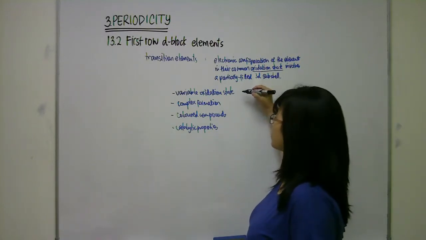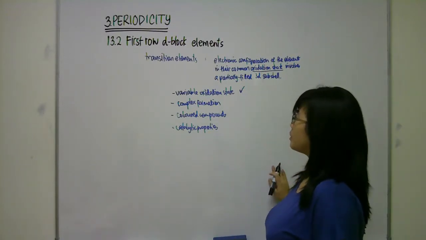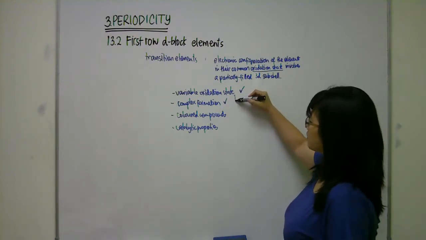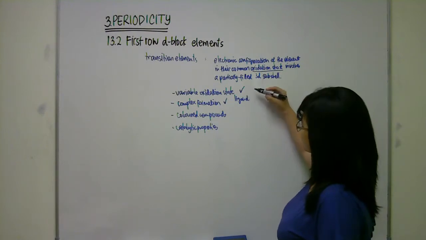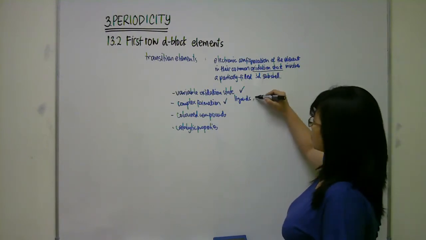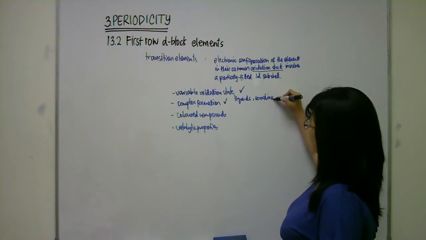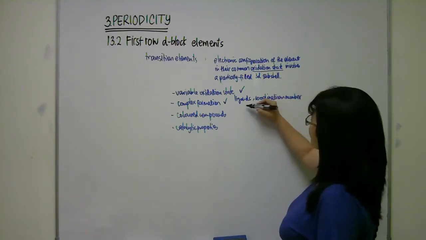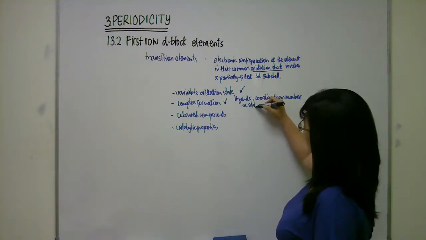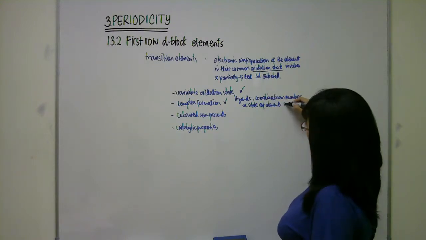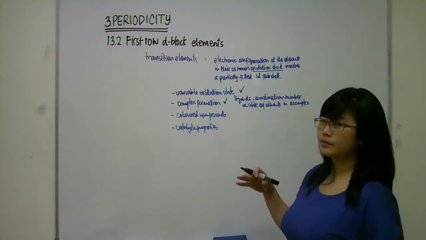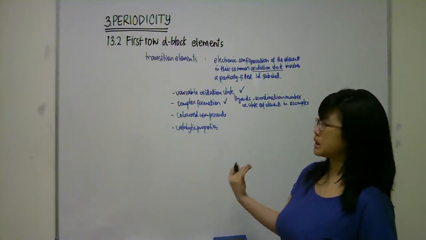Okay, so you need to be able to explain why there is a variable oxidation state, why it will form complex, and then in the complex formation you need to be talking about ligands. Okay, you need to be talking about coordination number, how to find oxidation state of element in a complex. So these are just some of the subtopics that you need to be explaining to them.